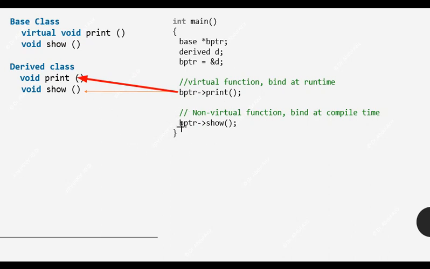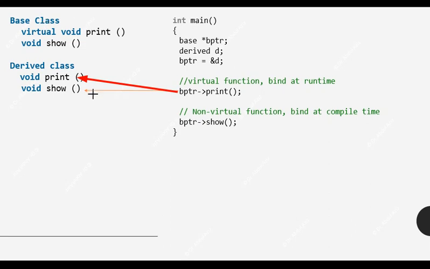Now again, I'm going to call a non-virtual function, that is show, using the base class. Again, the compiler is going to access this particular area, the base class, because the address is of the base class. The object has been casted. Therefore, it will access this particular class, and this particular function will be called. So this is basically the difference between the calling of a virtual function and a non-virtual function.